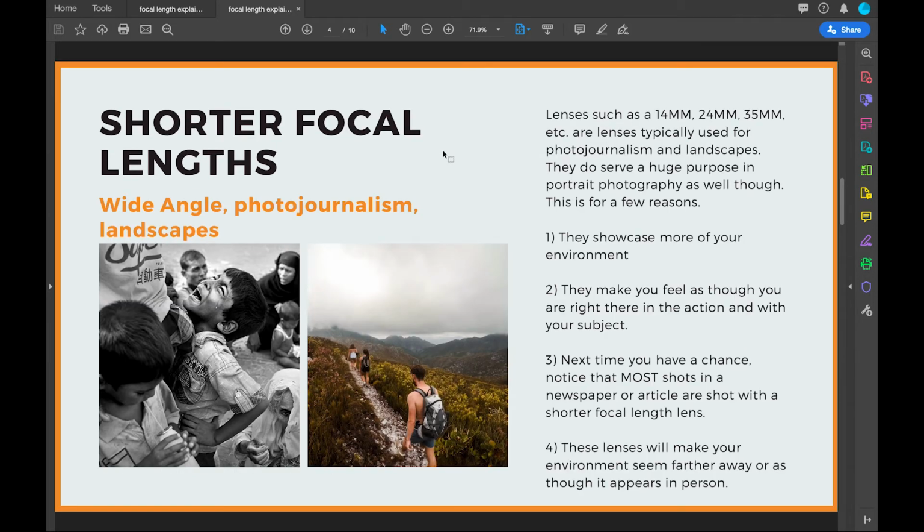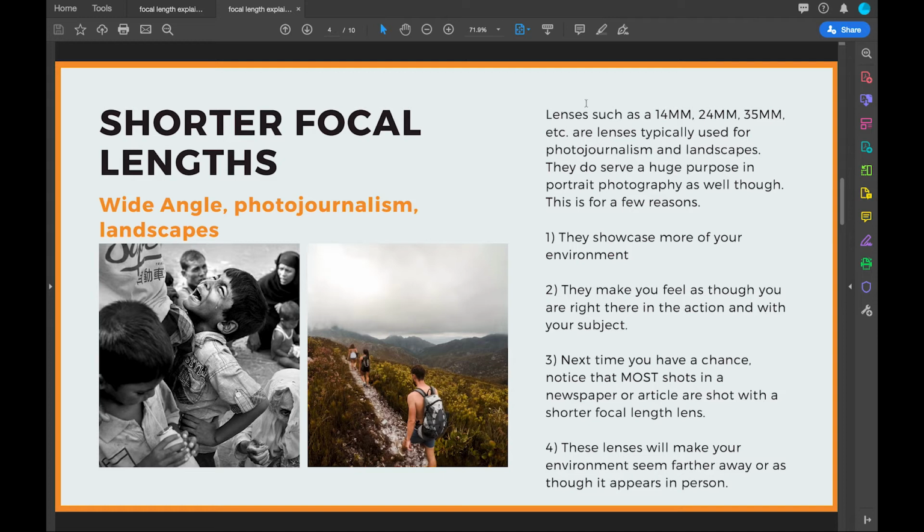Shorter focal lengths. Check this out here. I have two images here that I want to point out to you. Notice that these two images make you feel a certain way. The image on the left hand side, personally, I feel like I'm almost here in the scene. I feel like I'm standing next to this boy right here, and I can almost feel the emotion coming out of this young man. On the right hand side, I feel like I'm almost climbing this mountain or this hill with these folks, and that's the sort of feeling that a photojournalism or shorter focal length lens will induce.